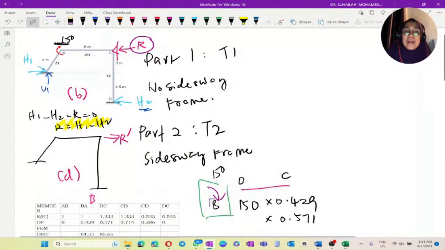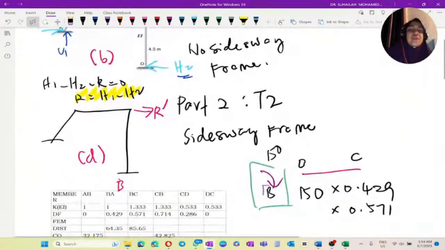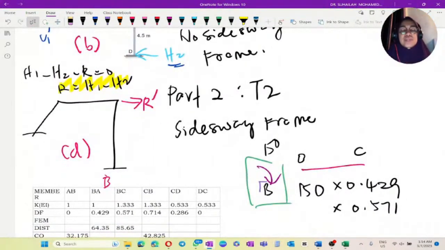Inshallah, I will make another video to discuss the second part of the analysis, where we will focus on table number 2 and the process, including how to write the shear equation and find the R prime value, before we can have the total final end moment, considering both loading as well as sidesway.